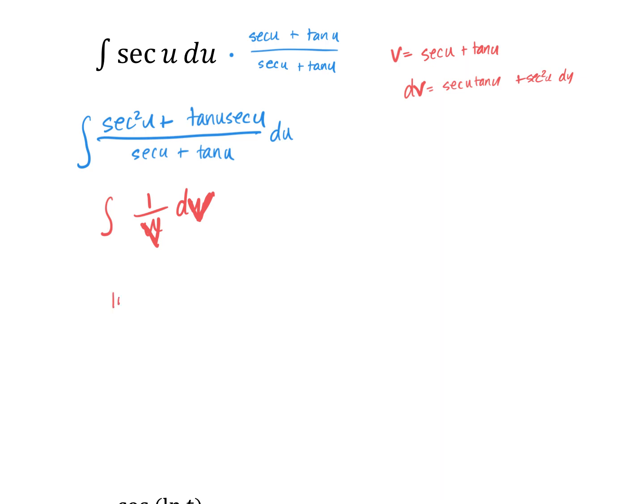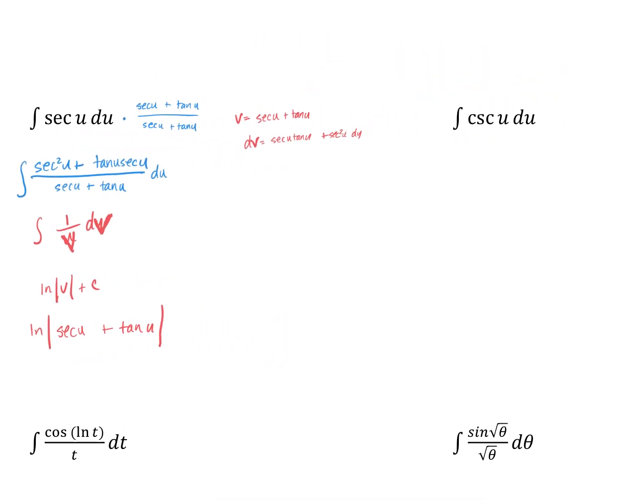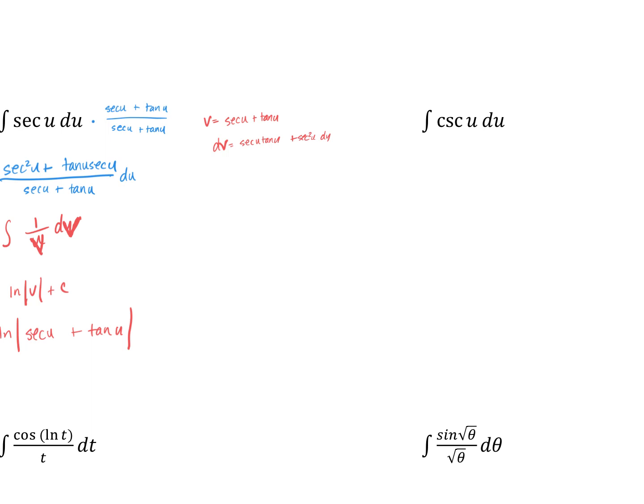Which is the natural log of v plus c, which is the natural log of secant u plus tangent u. Between now and tomorrow, I would like you guys, using similar tactics, to try this one. And then tomorrow we're going to start assuming we have this one. Everybody good?